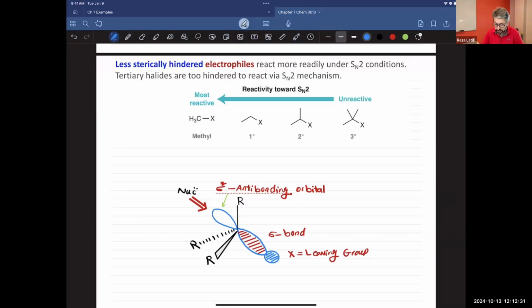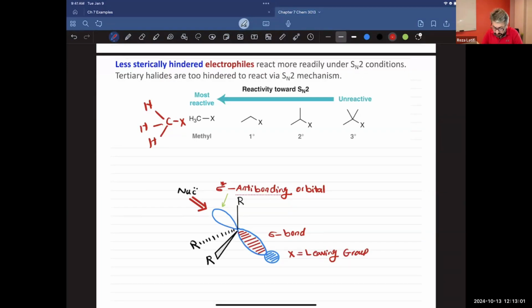And if your halide or leaving group is sitting on a carbon with less substituent, less steric effect on it, it will be easier for the nucleophile to reach it. So if it's a methyl, because you have three hydrogens sitting on the carbon, and those three hydrogens are not going to create a huge steric effect, reaching the carbon will be way easier. And because it's an easier reaction, it will be faster.